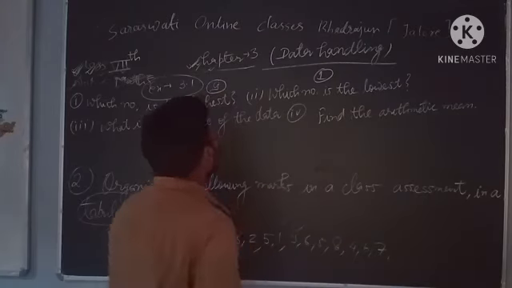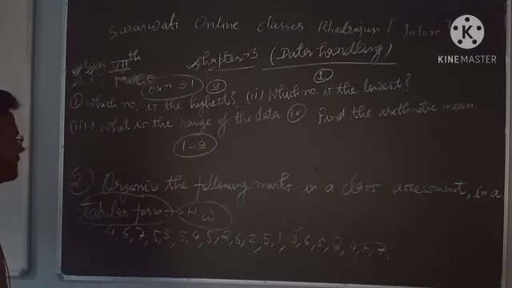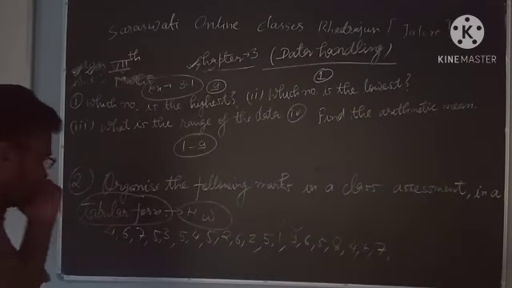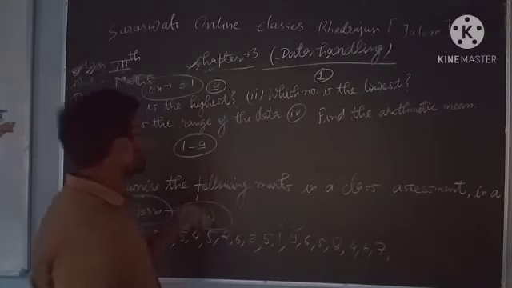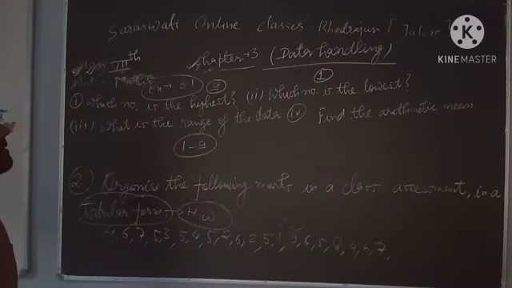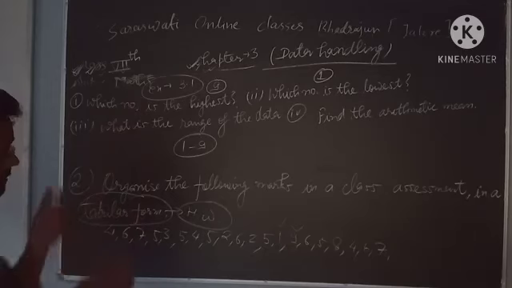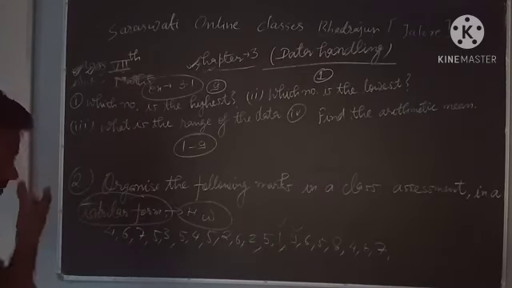Okay, and what is the range of the data? So data is varying from 1 to 9, so range is 1 to 9. And last one is find the arithmetic mean. Fourth part is find the arithmetic mean.